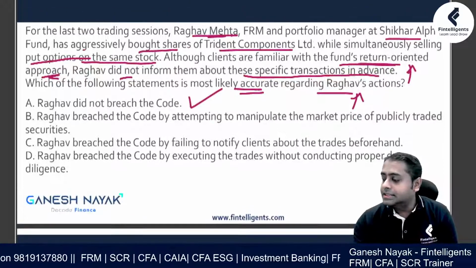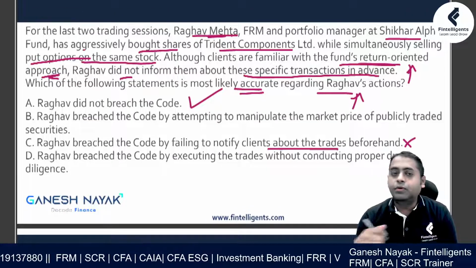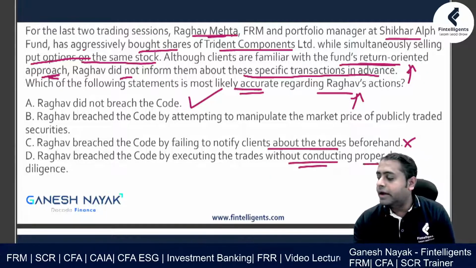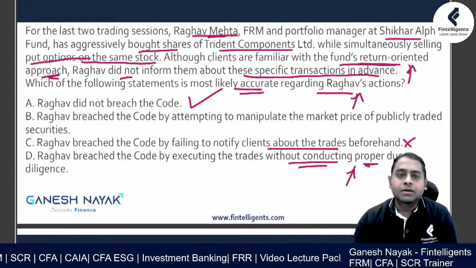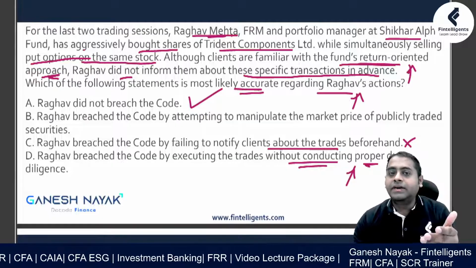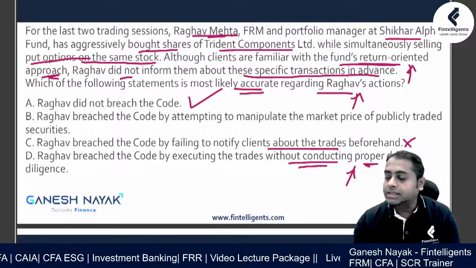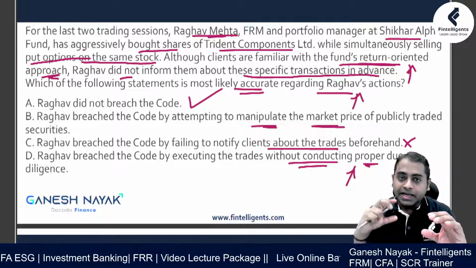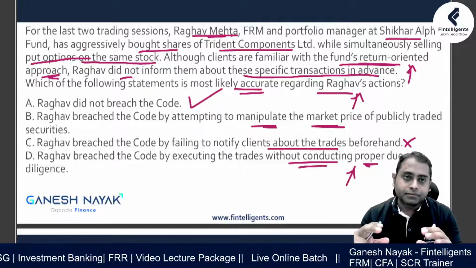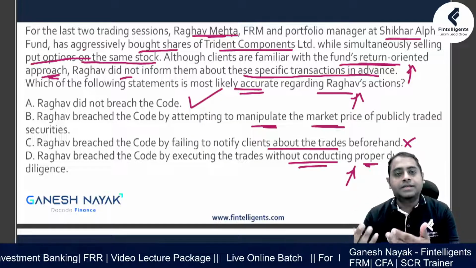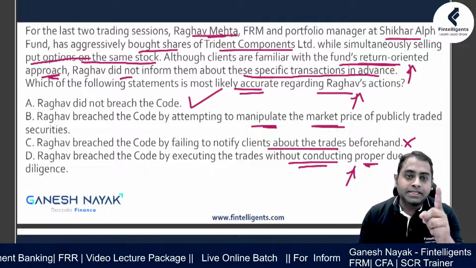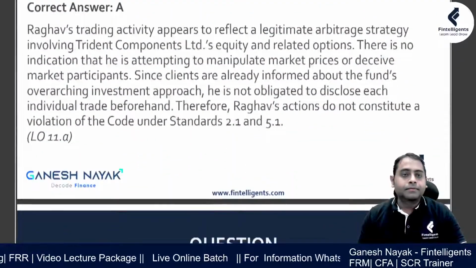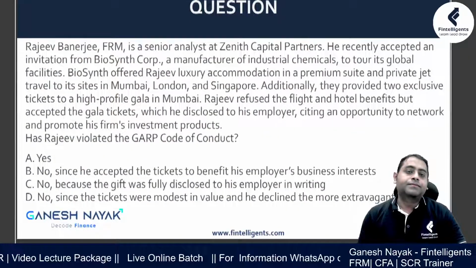This is wrong because every time you don't have to inform. Secondly, he is saying they have not done proper due diligence, but by reading, you cannot identify that he has not done the due diligence. Second, we are saying he is manipulating the marketplace. By taking a stock and by taking a put option, there is no manipulation. When you go into the derivative chapter also, you will understand. There is no manipulation that is happening. Hence the answer is A. Look at the second question fast.